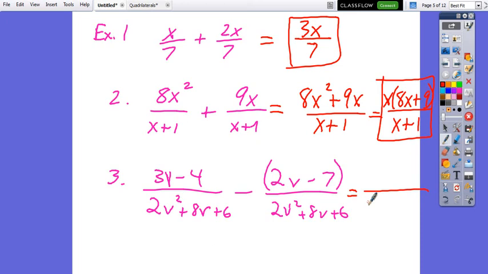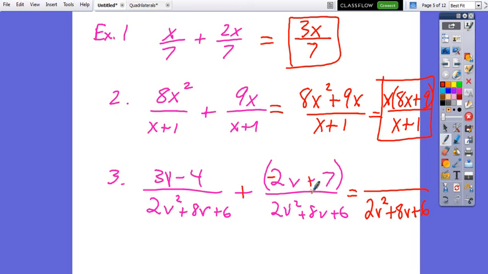2v squared plus 8v plus 6. Now, in the numerators, we've got to remember when I subtract an expression, you have to change the signs. Now, these parentheses did not have to be here. If they were not here, you would still have to change both signs, because 2b minus 7 is one thing. So let's change the signs. So we're going to make this a plus, make this a minus, make this a plus.